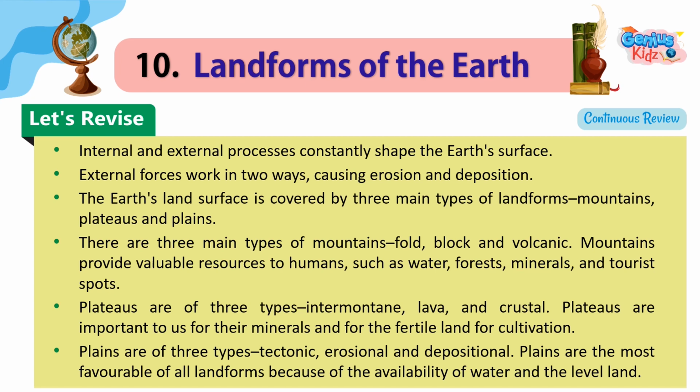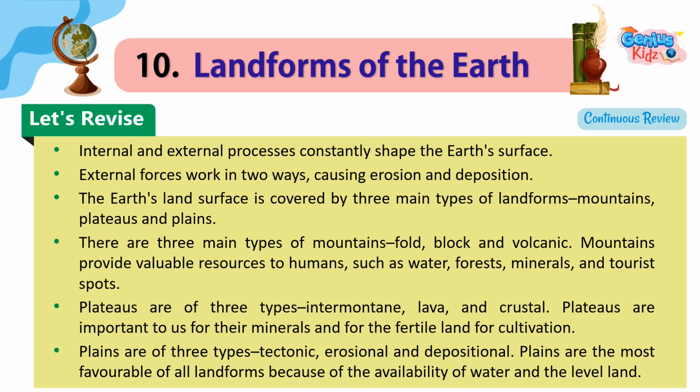Let's revise. Continuous review. Internal and external processes constantly shape the Earth's surface. External forces work in two ways, causing erosion and deposition. The Earth's land surface is covered by three main types of landforms: mountains, plateaus, and plains. There are three main types of mountains: fold, block, and volcanic. Mountains provide valuable resources to humans, such as water, forests, minerals, and tourist spots.